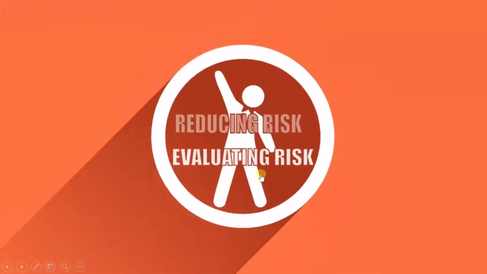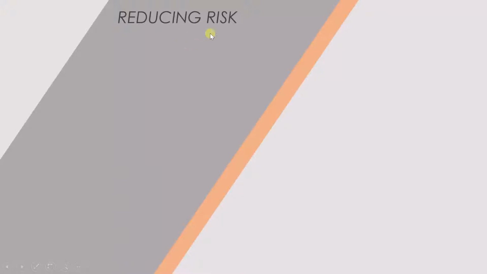There are two ways by which we can do it. One is by reducing the risk itself, and the second one is by evaluating the risk. By evaluating the risk, once we know what the risk is, we can take certain measures. And in the starting we will have certain processes so that we reduce risk that way. So let's start with the first topic, that is reducing risk.